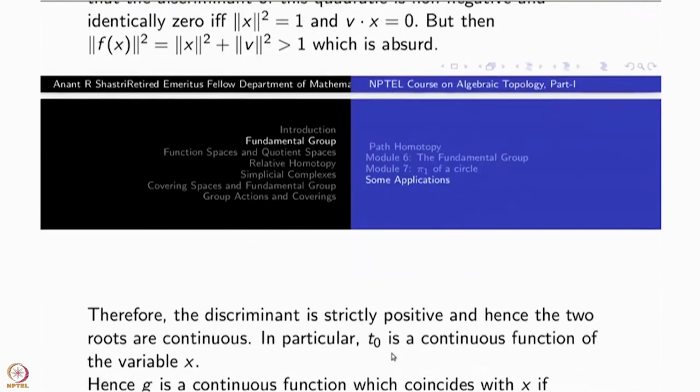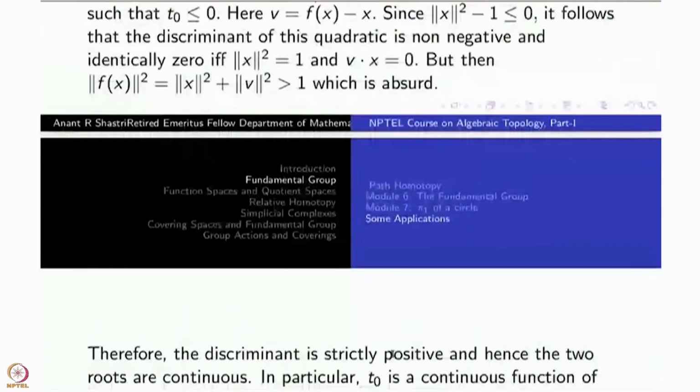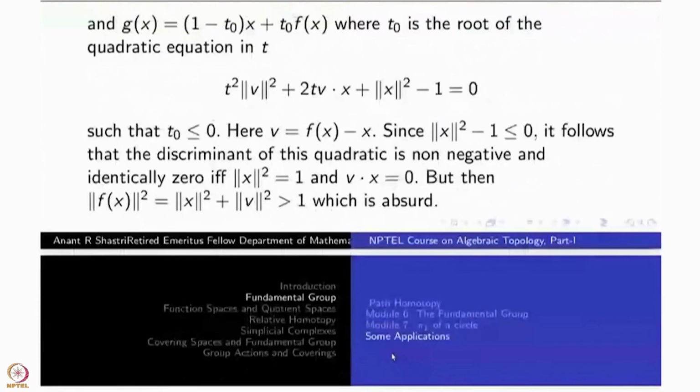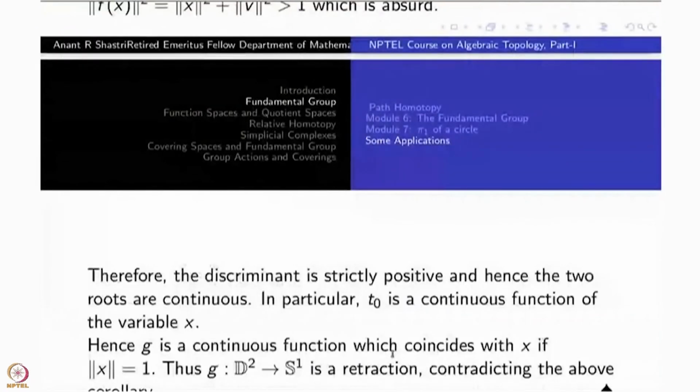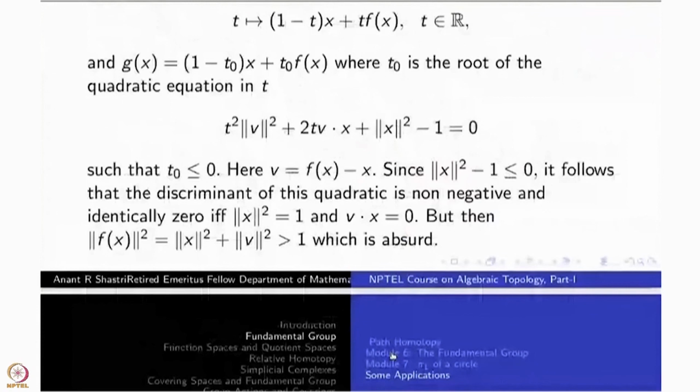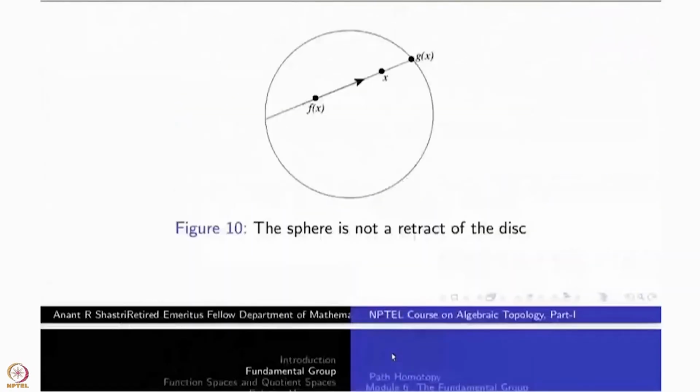It depends upon x. We are writing it as a constant, but as x changes, the point g also changes. This g is nothing but 1 minus t naught times x plus t naught times fx. Finally, g is a continuous function. Now you can verify either by using the quadratic equation or by directly using the picture.